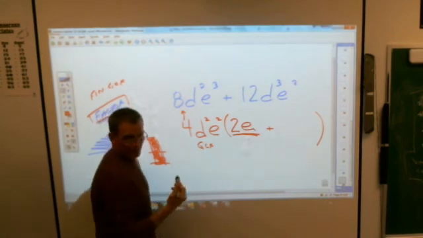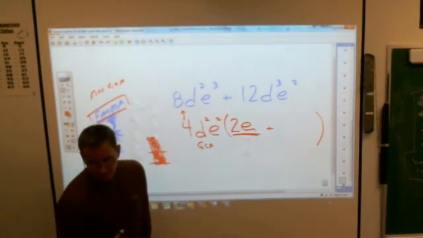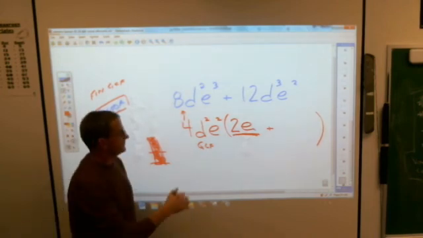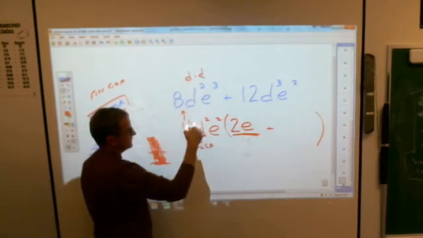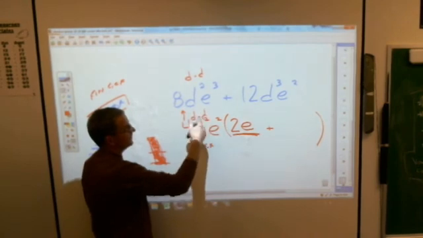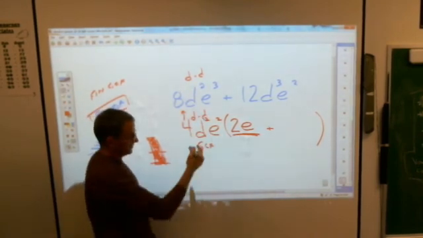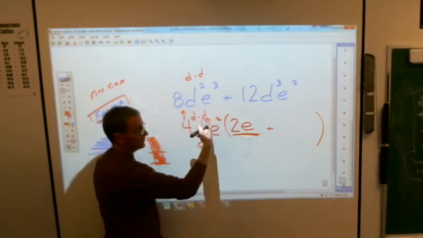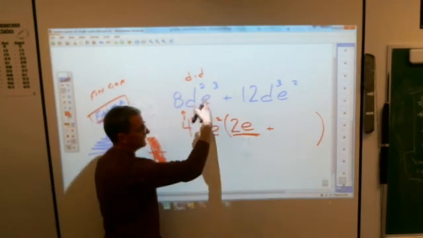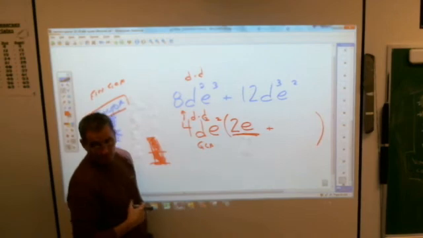Start over. Look, Madison, d squared is d times d. I already have all the d's I need. I don't want any more d's. They're already the same. This one only has 2 e's, but this one has 3, so I need one more e to put with this one to get back to where I started from.